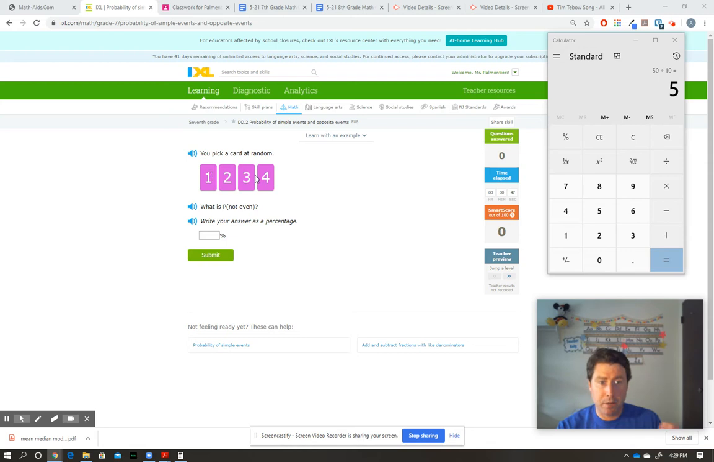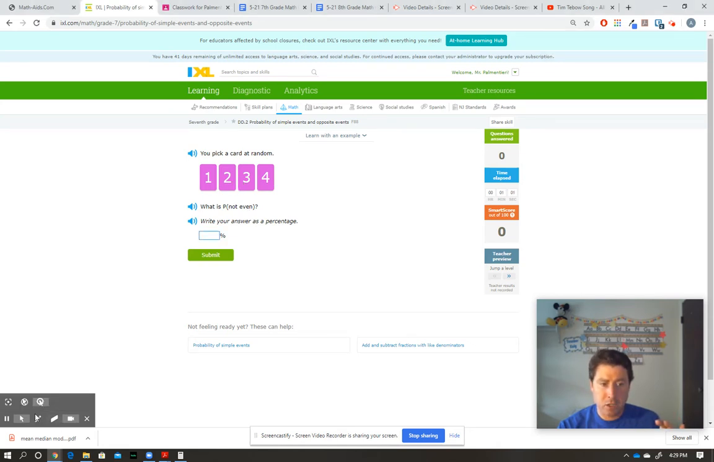It says you pick a card at random. It says, what is P? What is the probability that the card is not even? So you have to know what numbers are not even. 1 and 3 are not even. So they want the answer written as a percentage. So what you know is that means it's going to be 2 out of 4.